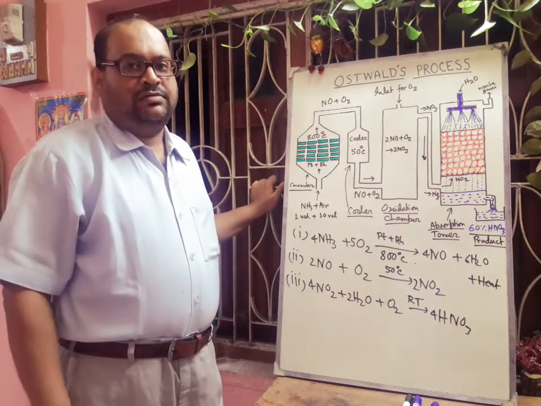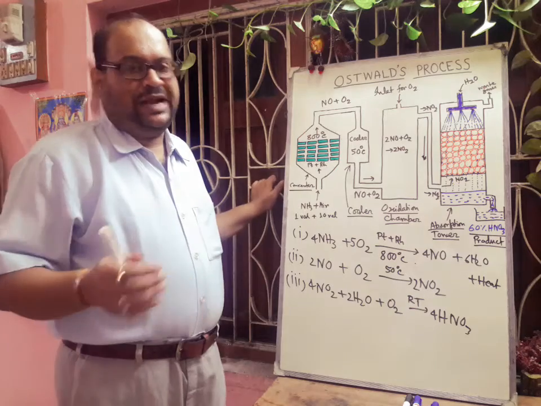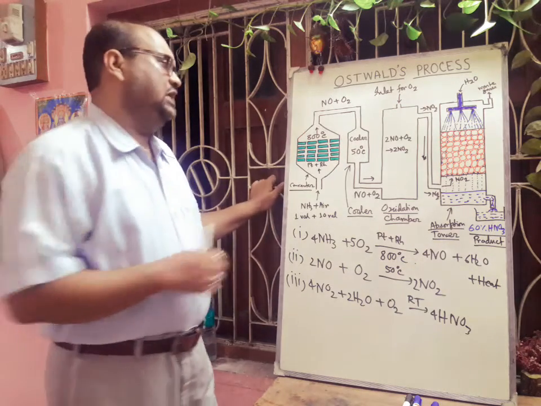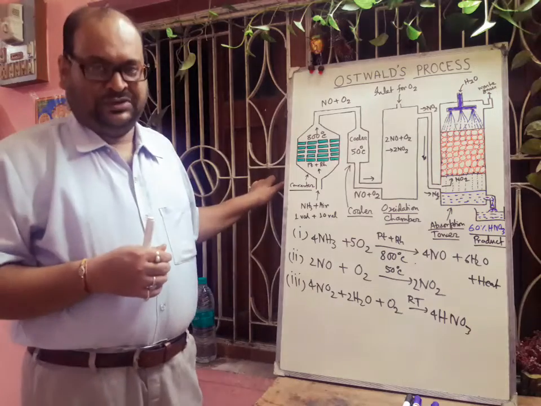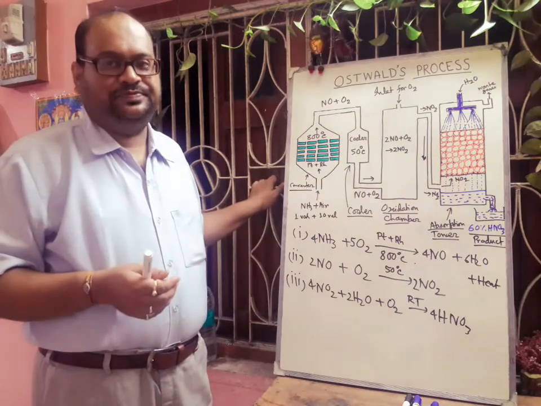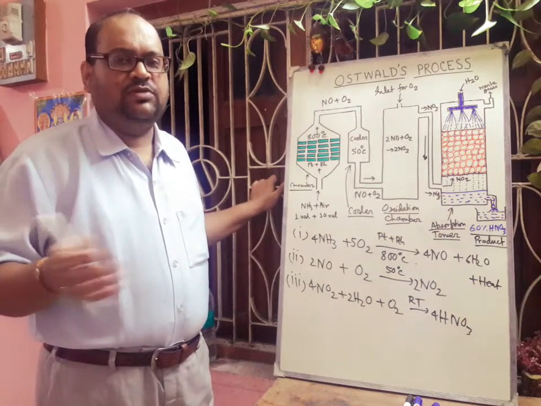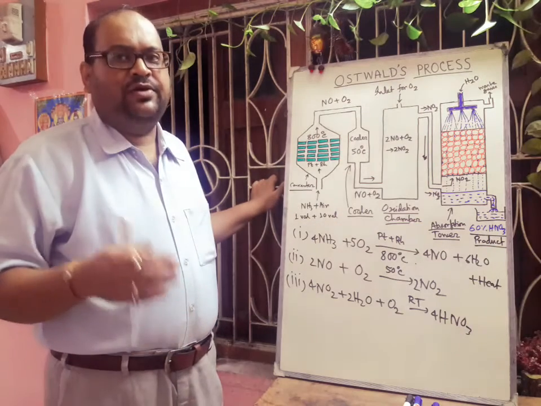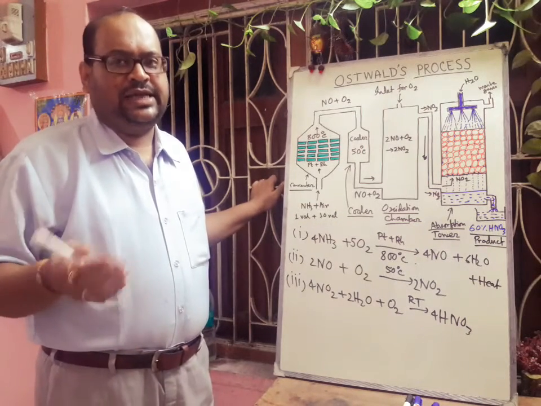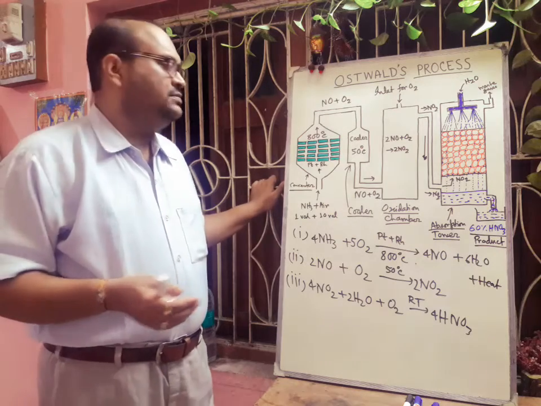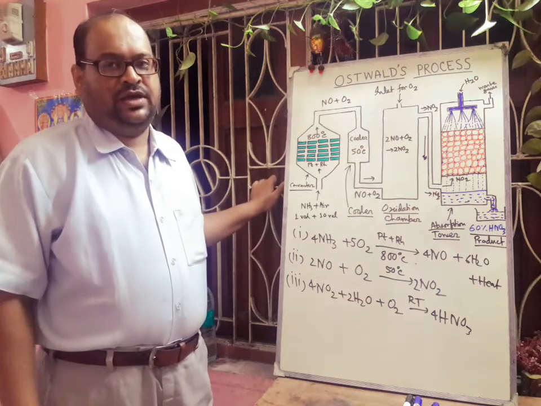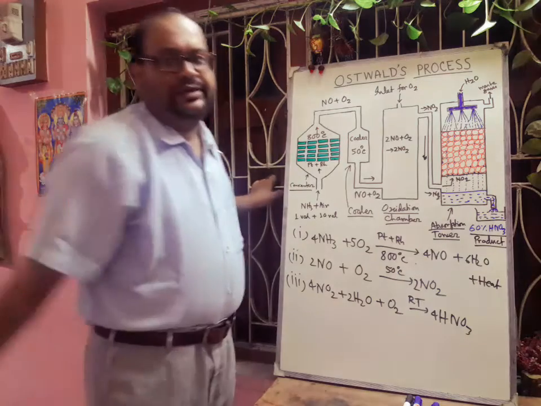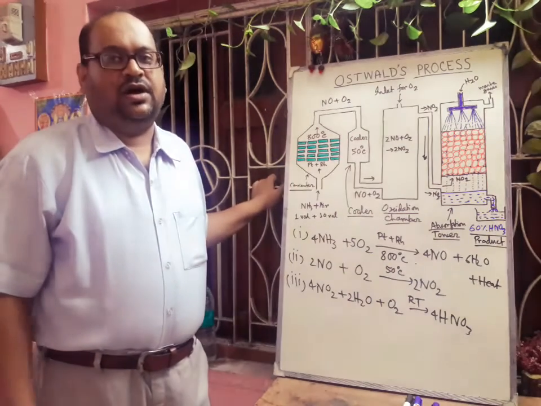Now in the catalytic chamber, the platinum and rhodium is initially heated, as we mentioned, to 800 degrees centigrade. But when the reaction starts, we have to stop the heating, because it is an exothermic reaction and no external heating is needed after the reaction has started. In this way, here we get around 68% nitric acid.